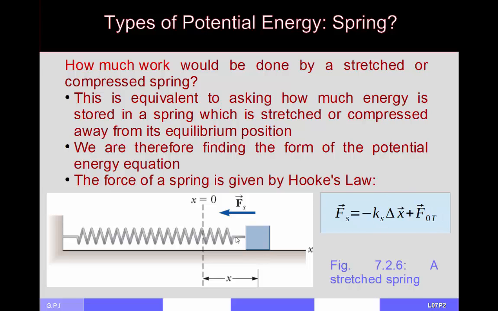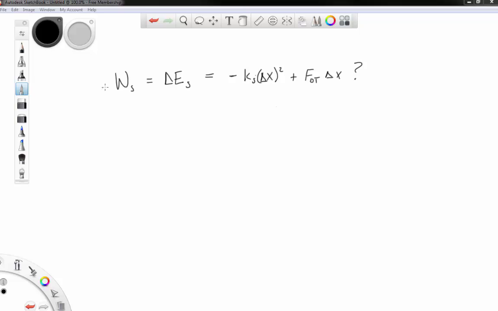So how much work would this do if we were to, for example, stretch it by delta x? Well, you may think that the answer is going to be given by some equation that looks like maybe ks times delta x squared plus this initial force times delta x. That may be the gut reaction. In other words, you may expect that the work done by the spring, and therefore the potential energy stored in a spring, to look something like this.